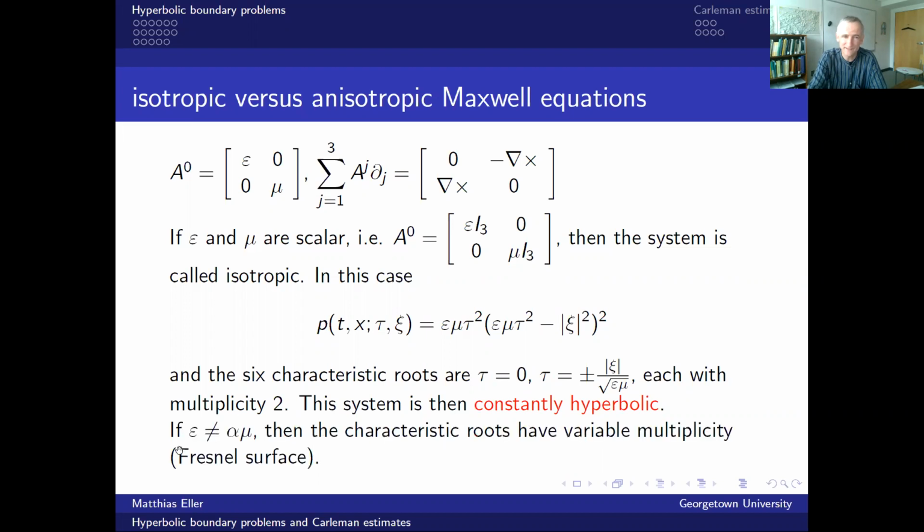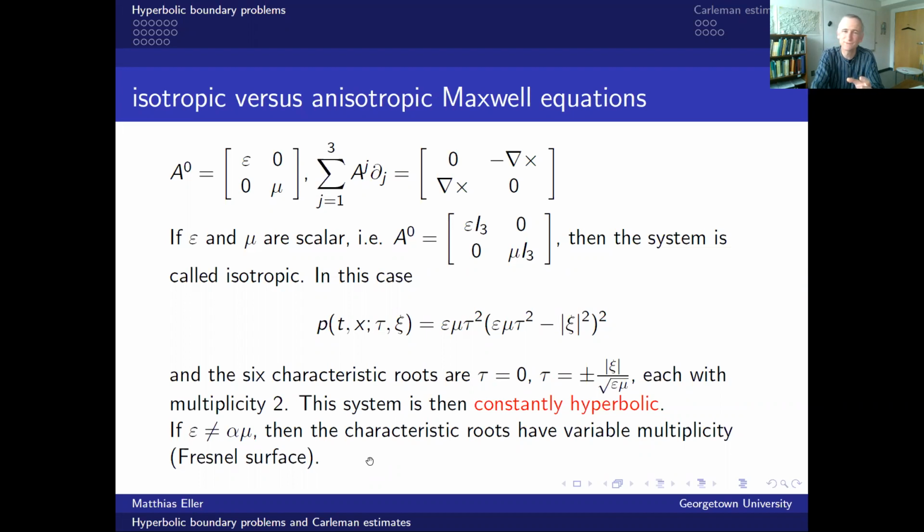On the other hand, if the coefficient matrices, epsilon and mu, are true matrices and not scalar multiples of each other, then the characteristic roots in tau will have variable multiplicity. And this is well known from classical physics, from the Fresnel surface, right? So that's a kind of surface. It has 2 leaves and then they have 4 points in common usually. So Maxwell's system already has this kind of dichotomy.